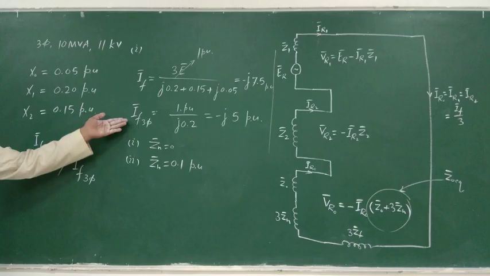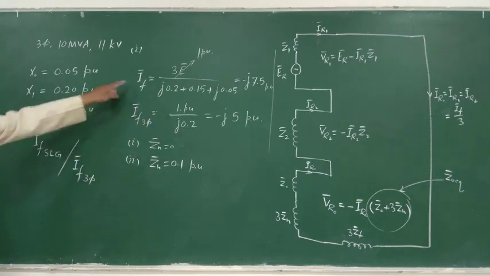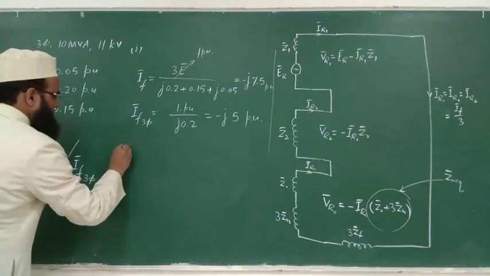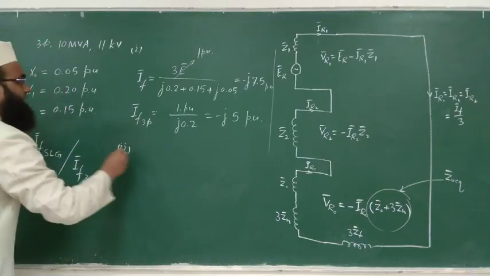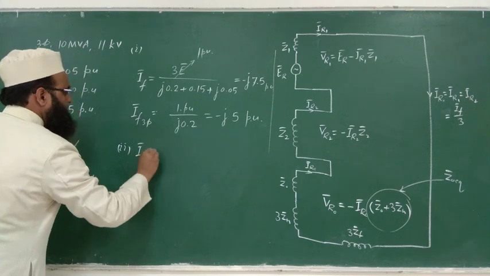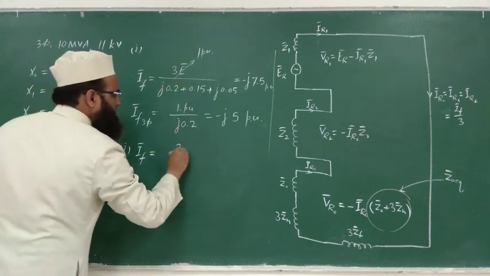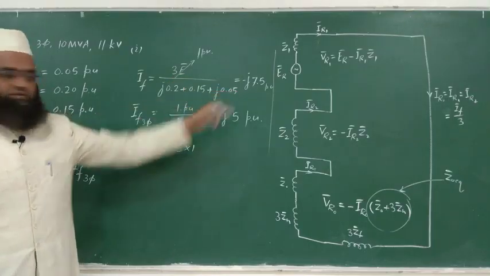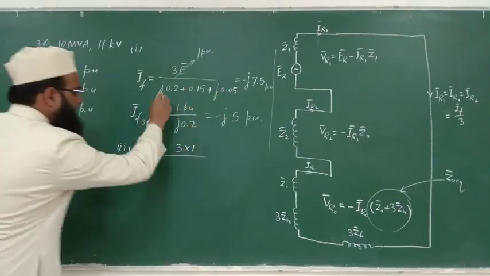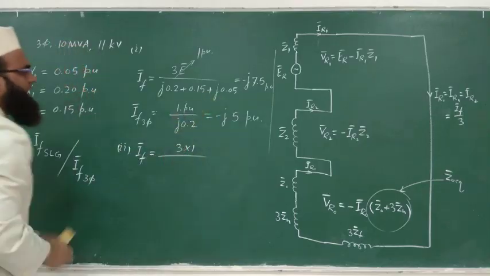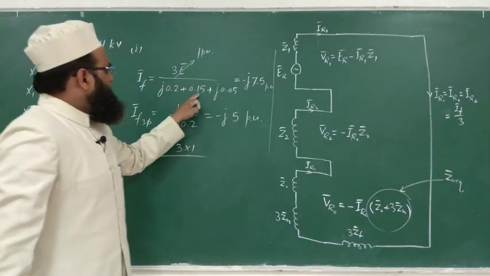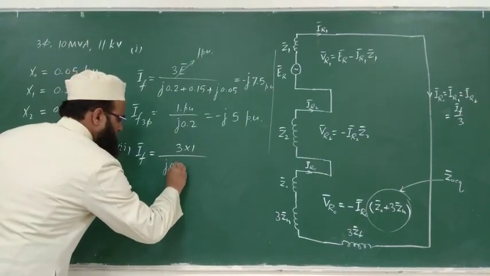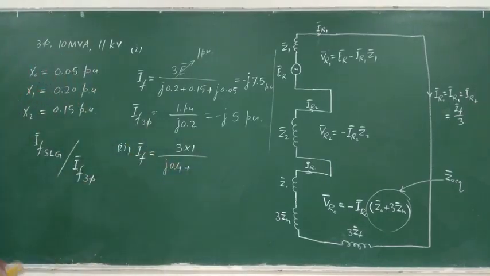So for this case also, the I3 phase will be as it is, only this will be changed. For the second case, write down IF. So IF this time will be equal to 3 into 1. Did you consider this 3 into 1? Yes. So 3 into 1 upon this plus this, that is 2, 3, 5, 4, 0.4, is not it? So j0.4 plus additional 3 into Zn.